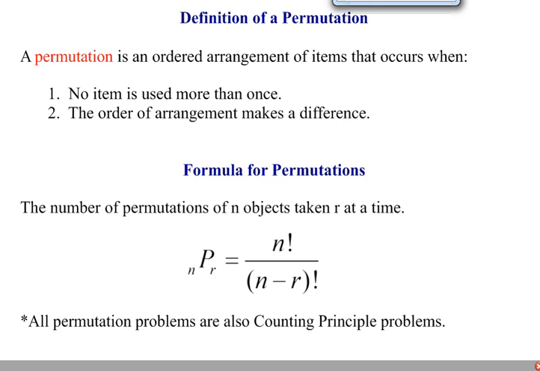There's a formula for permutations. The number of permutations of n objects taken r at a time equals n factorial over n minus r factorial. And it's important to note that all permutation problems are also counting principle problems. Now you see the use of factorials in this formula. Okay, that's why we reviewed factorials.